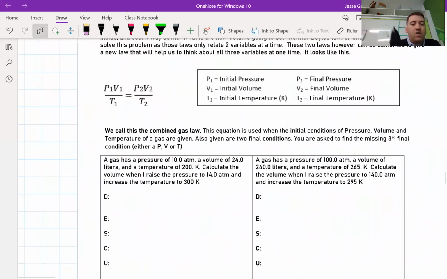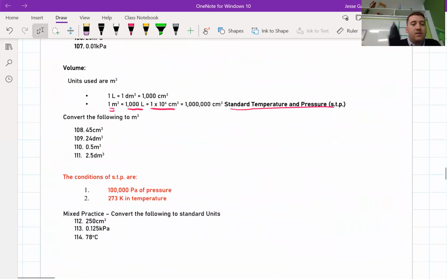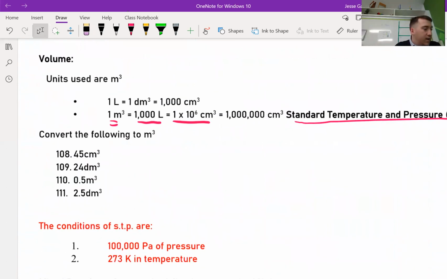So let's have a look here at these ones. I'm going to rub this one out actually, it shouldn't be there. We're going to do 108 to 111. Pause the video and do them now. All right, well done. If you manage to do them and you're confident about your answers, we'll go through them the next day in class.